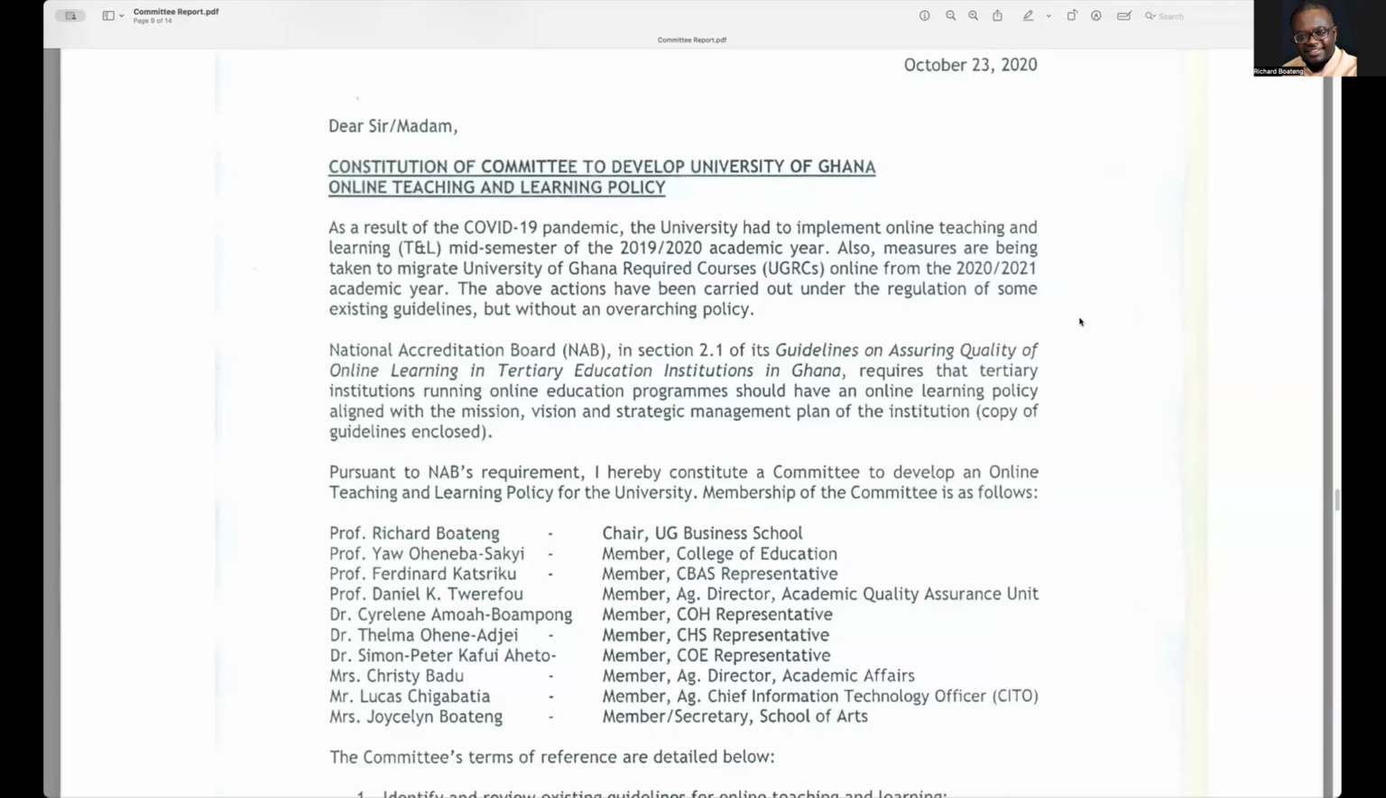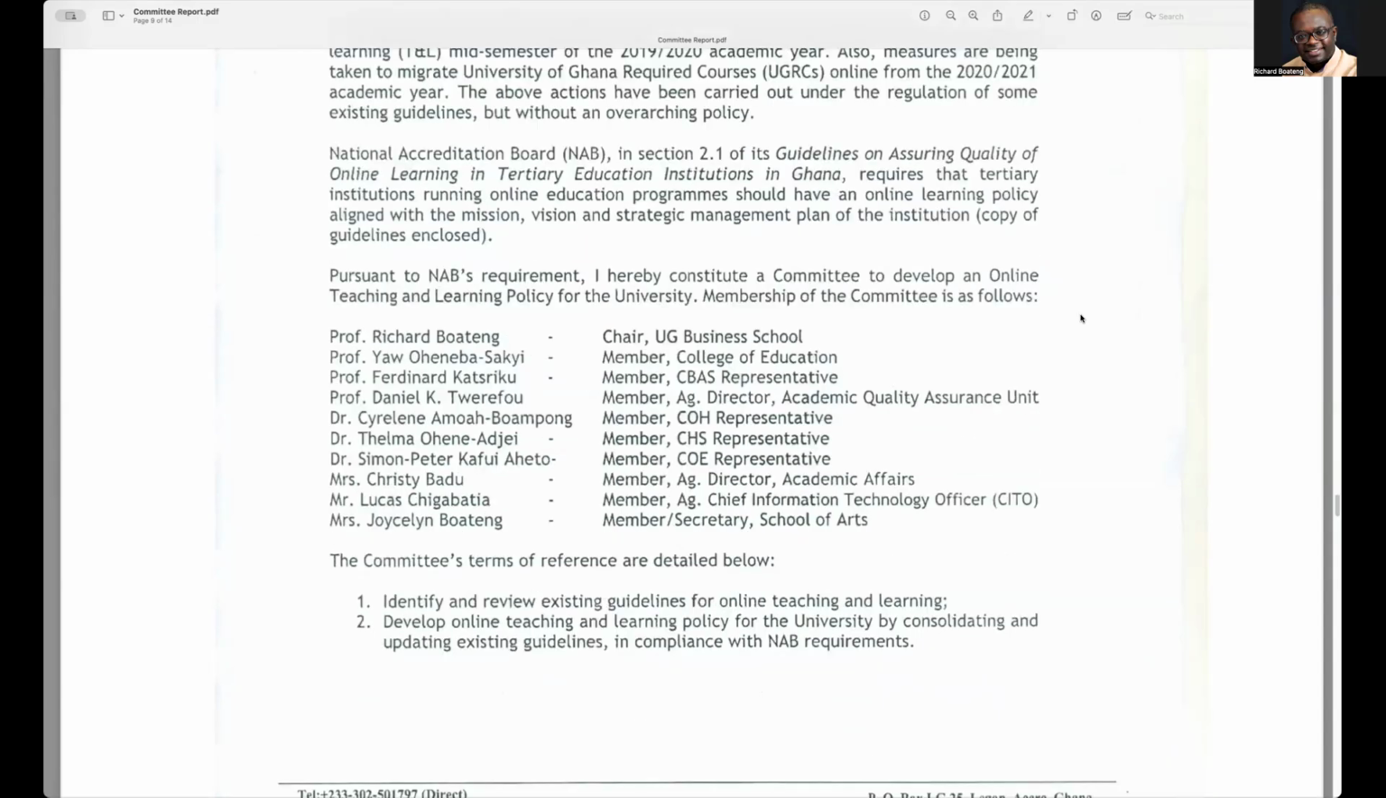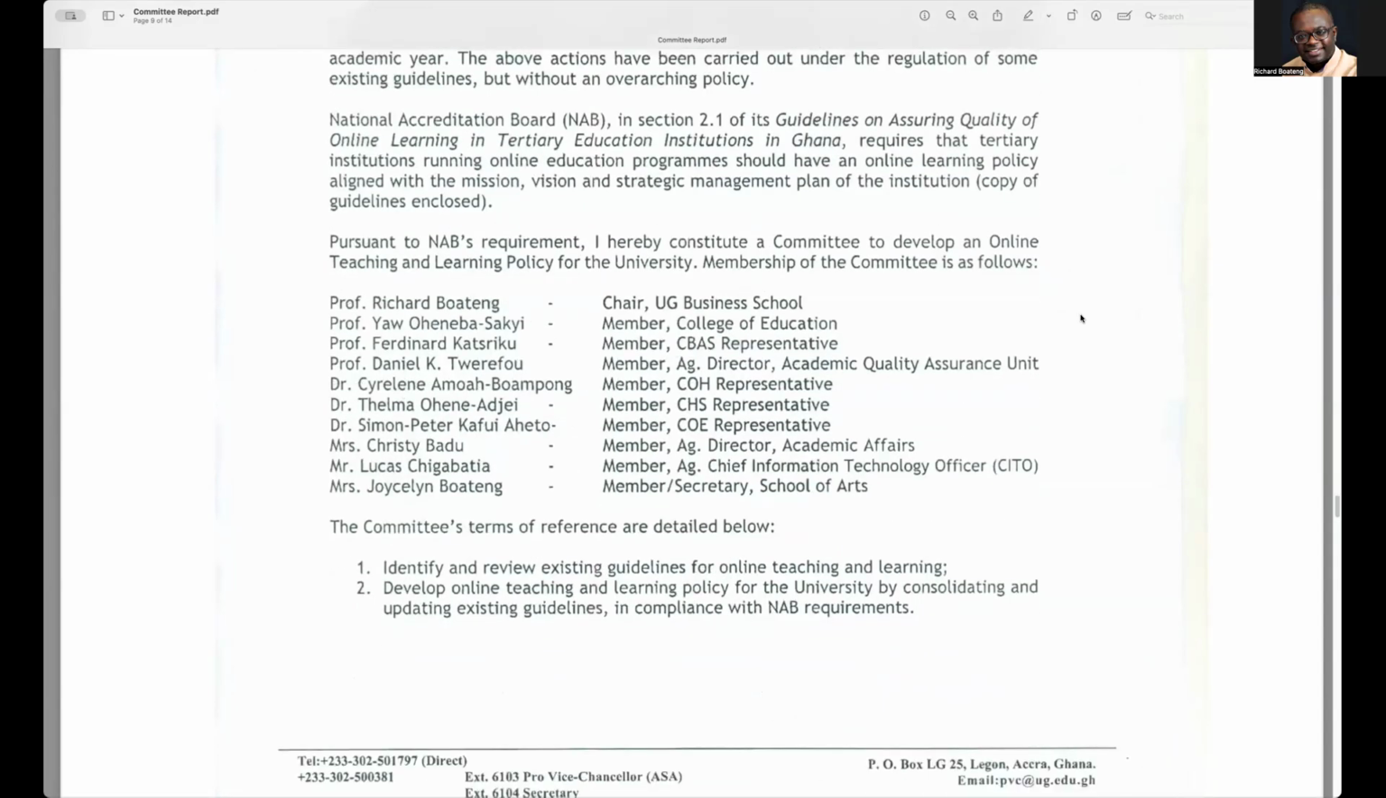Then all the different colleges are supposed to have a representative. So the College of Humanities has a representative, College of Health Sciences, College of Education has a representative, and CBAS too has a representative. So the four colleges are there. Then Christy Bedu, the Director of Academic Affairs, who handles all the issues to do with students and academic work, is there. Then the head of IT of the University of Ghana is there. Then there's the secretary.